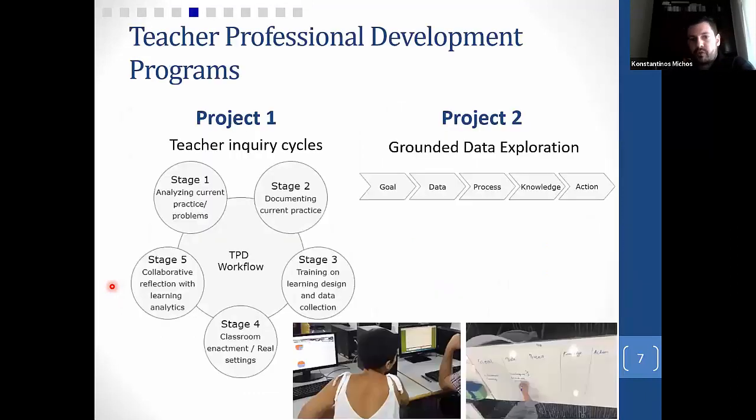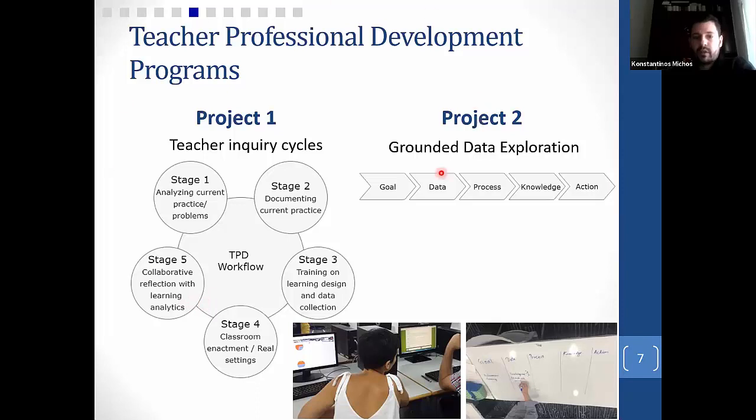In the first project in Spain, we conducted teacher professional development programs where teachers had to follow an inquiry cycle. By inquiry cycle, we mean that they designed a learning activity, implemented it in the classroom, and then reflected with relevant analytics. As you can see in one photo here, teachers were jointly reflecting with learning analytics.